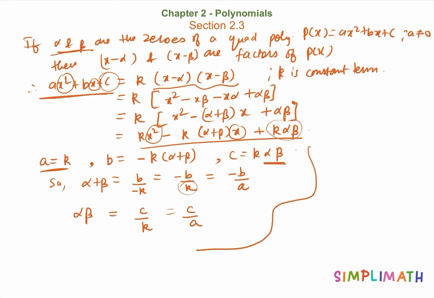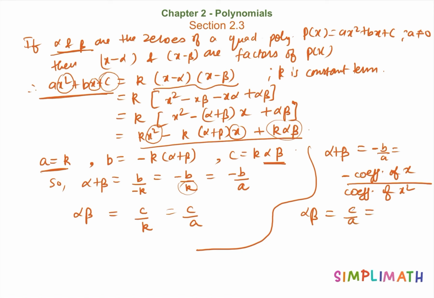So for any quadratic equation we can say that the sum of the zeros is equal to minus b by a, which is equal to minus of coefficient of x upon coefficient of x square. And what is the product of the two roots? It is c by a, which is equal to constant term upon coefficient of x square. So this is the relationship between the zeros and the coefficients of the polynomial for quadratic equations.